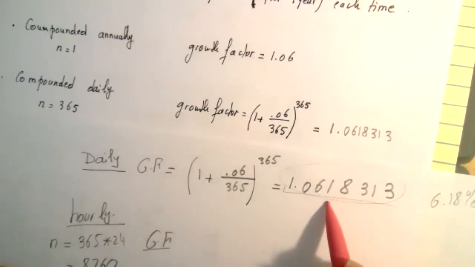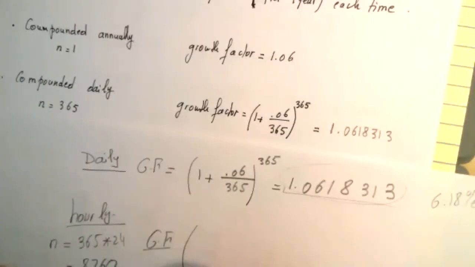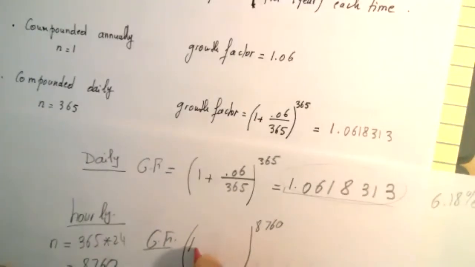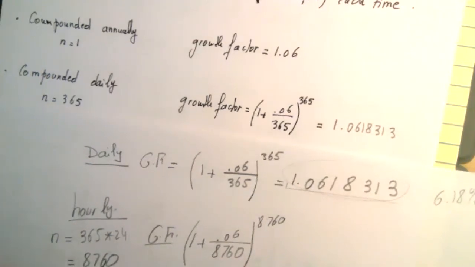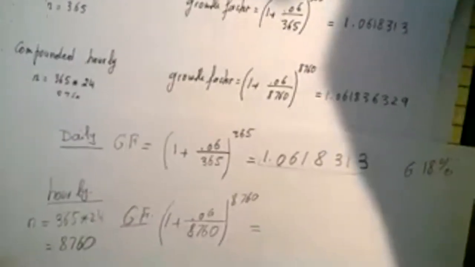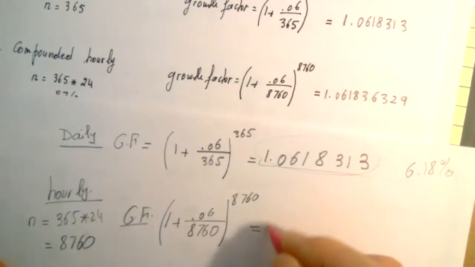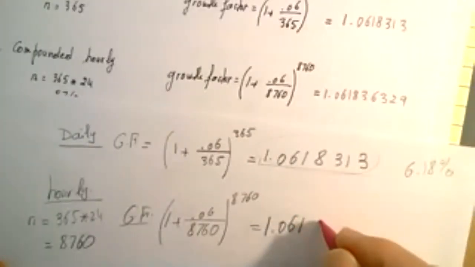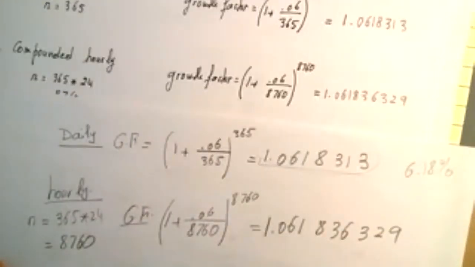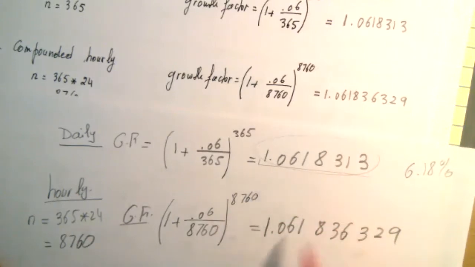So what's the growth factor? We should get more than that. The growth factor is 1 plus 0.06 over 8760, to the power 8760. And we're going to compute that. I'm going to do a lot of digits because there is no way out. So I did that because I was patient today. 1.0618 ... 6183 ... 6329.